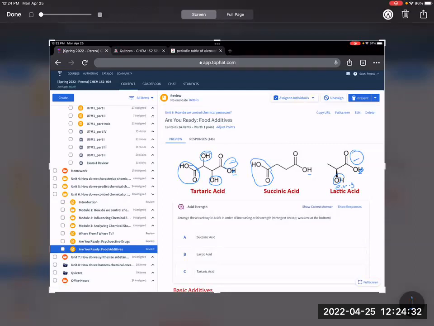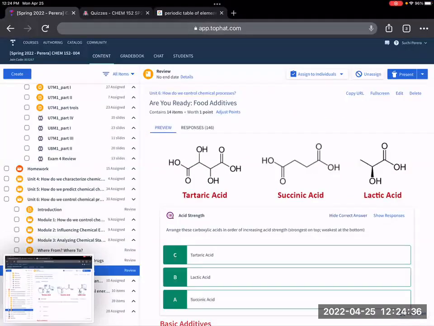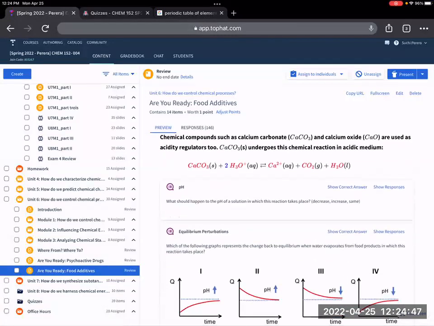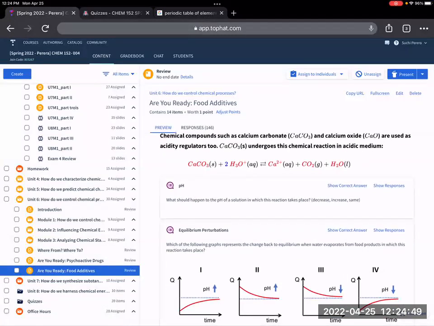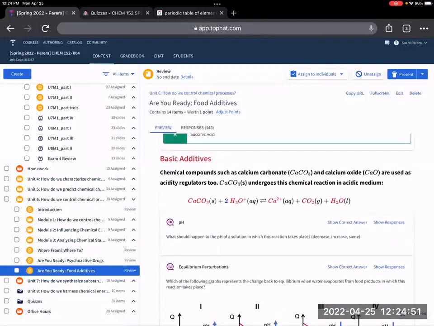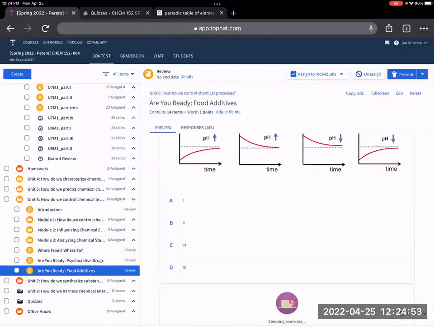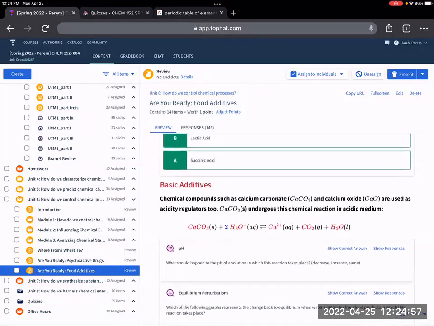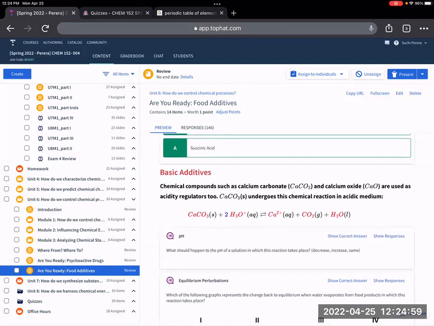Yeah, let's see. We can check the answer actually. Yeah, there you go. That's the correct answer because of the electron withdrawing group of the inductive effect. Okay, so I think we are almost done here. Basic additives. Let's do a few other questions. Okay, so we covered all the basic stuff, I mean acidic stuff at least.